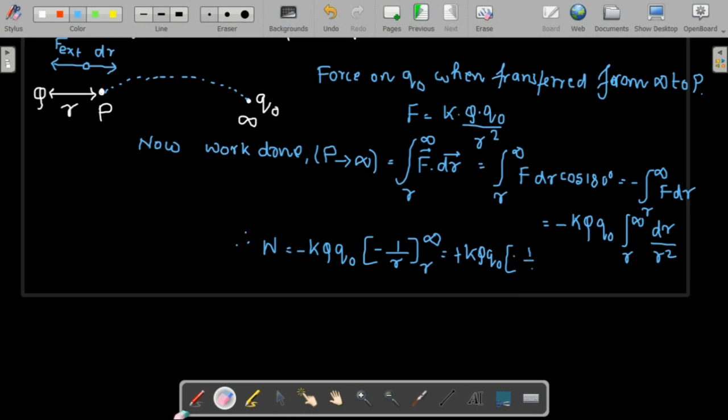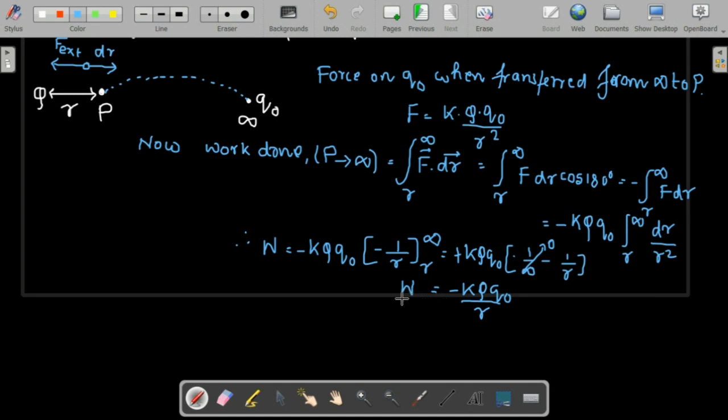So you can simply write it down as upper limit 1 by infinity minus 1 divided by r. So 1 by infinity is 0. 0 minus 1 by r is minus 1 by r. So that means I'll get minus of k Q Q naught divided by r. This is the work done.